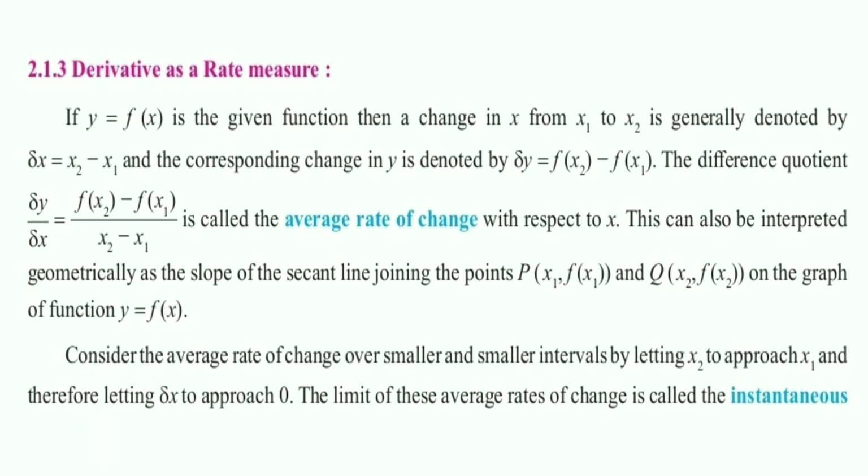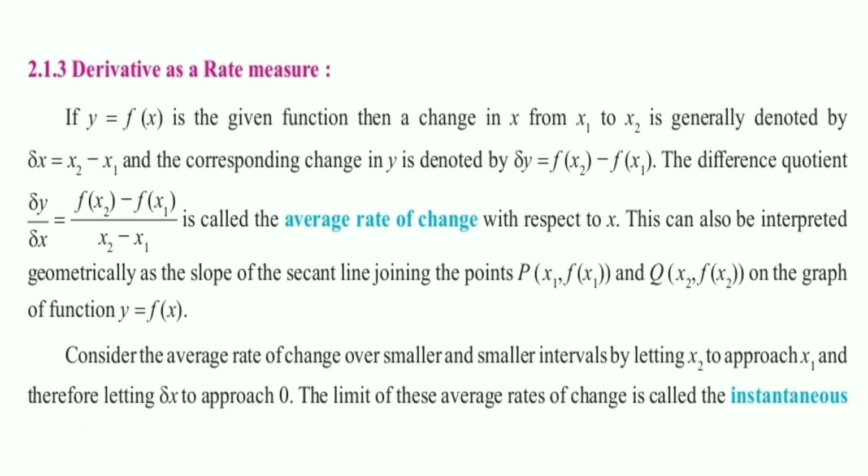This can also be interpreted geometrically as the slope of the secant line joining the points P(x1, f of x1) and Q(x2, f of x2) on the graph of function y equal to f of x. Consider the average rate of change over smaller and smaller intervals by letting x2 approach x1, and therefore letting delta x approach 0.